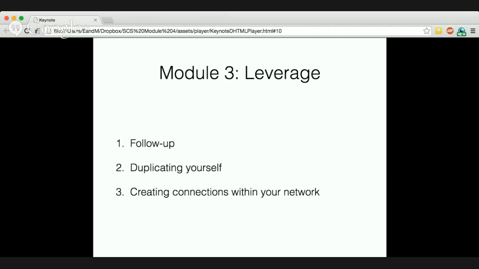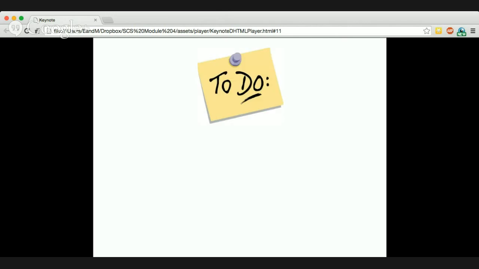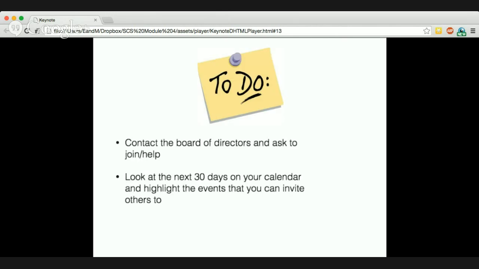Last week, we did Module 3 about the follow-up process, duplicating yourself and creating connections within your workbook. We talked about getting onto the boards of directors and asking how you can join or how you can help. Looking at your calendar and starting to invite people to those events.